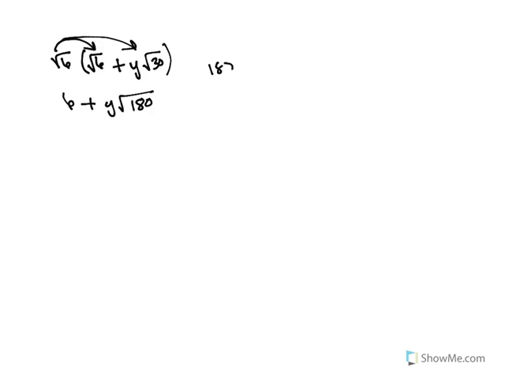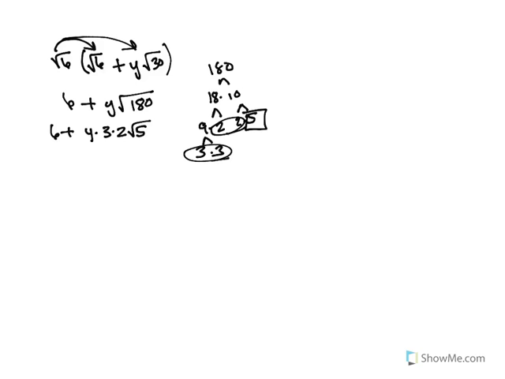So we're going to break down 180. When we break down 180, I get a pair of 3s, and I get a pair of 2s with a 5 left over. So 6 plus, what happens? Well, the 3 comes out, the 2 comes out, the 5 stays inside. So 6 plus 6y square root of 5. Final answer. And that's it. So we've distributed and we multiplied.